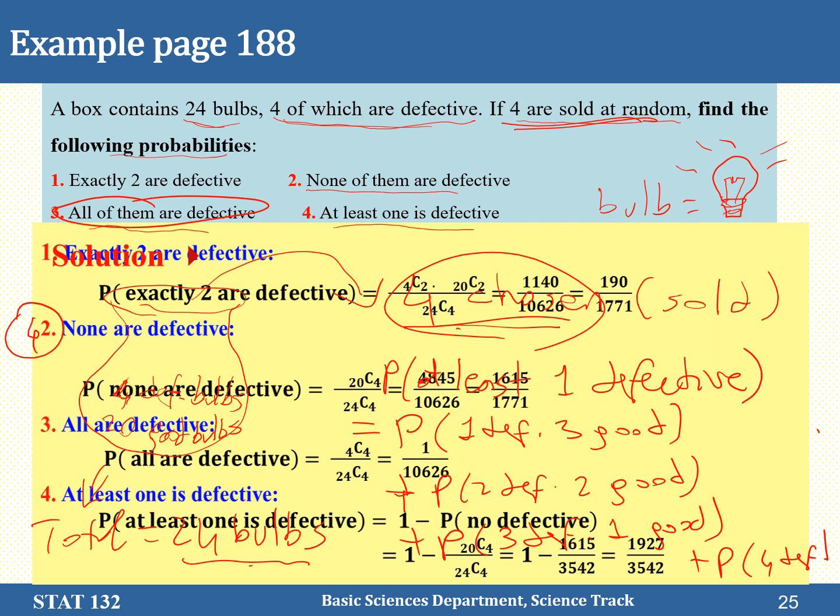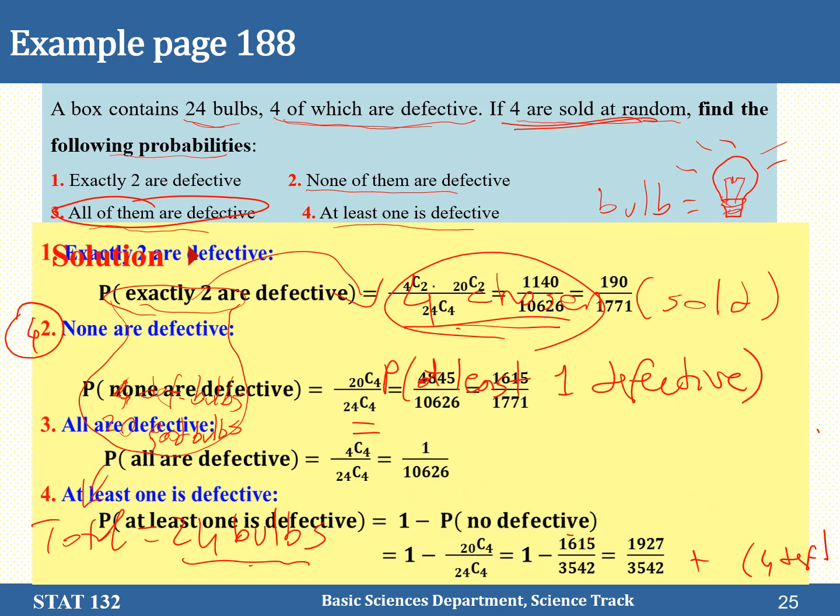But this will take a long time to calculate. So for this reason, it's better to go with the complement of this. So if you look at this, what's the complement? The opposite of at least one defective means no defective. So we can write this one as 1 minus the probability of no defective. And what does this mean?